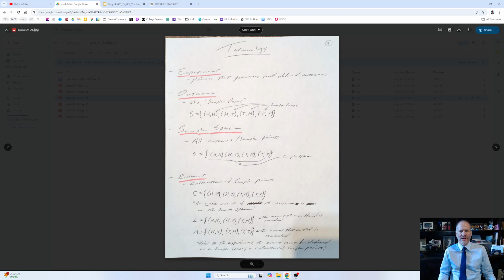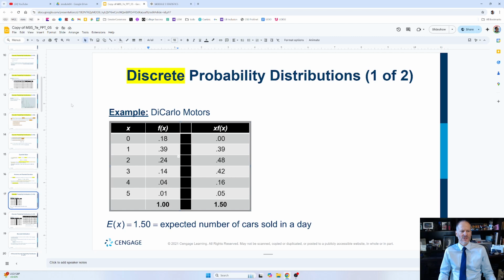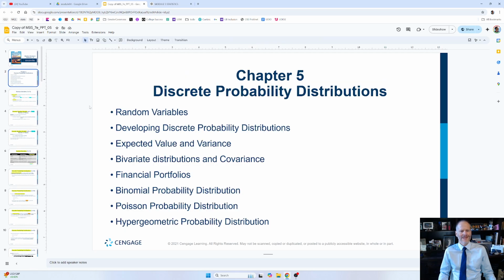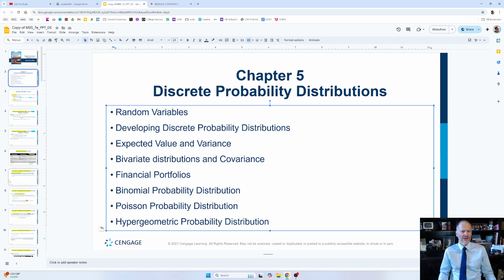And then just to remind ourselves, an experiment is a process that generates well-defined outcomes. An outcome is a sample point. These are all sample points, and this is our sample space, all possible outcomes. And an event is a subset of the sample space. It takes a while. It's Chinese, man. It takes repetition to get familiar with the lingo, the language that's spoken in statistics. So random variables, discrete probability distributions, and now expected value and variance.